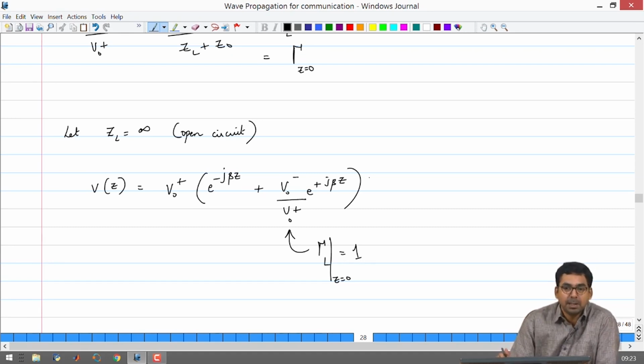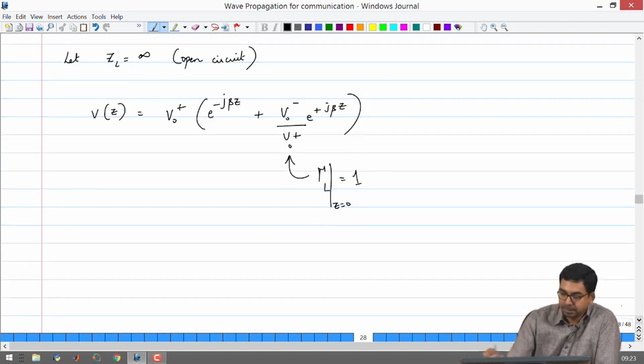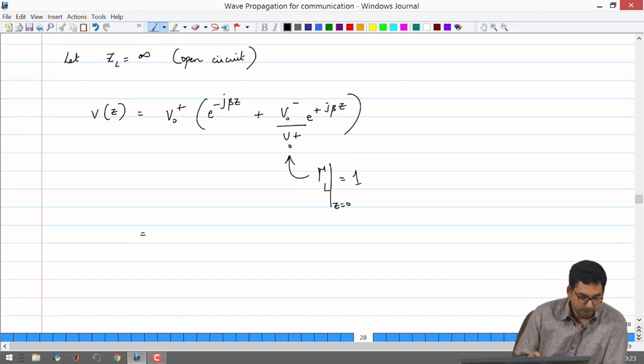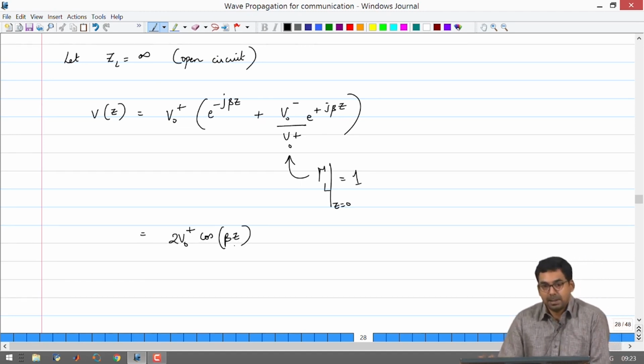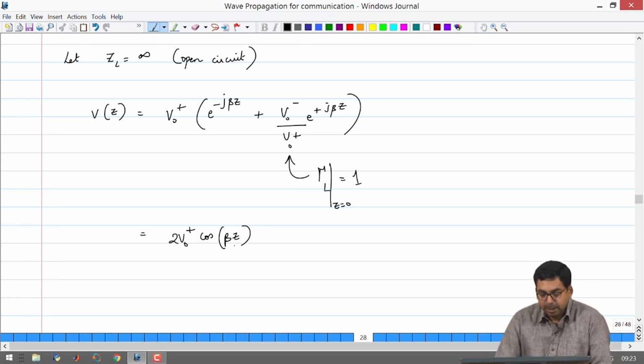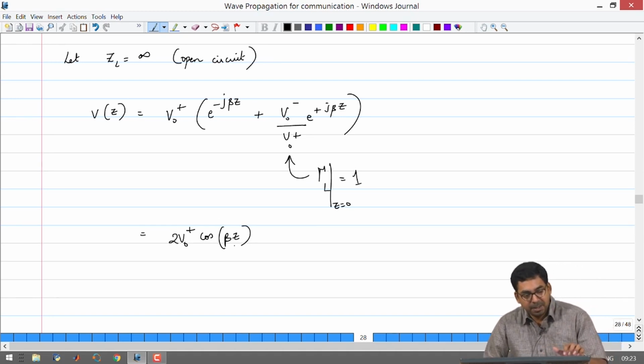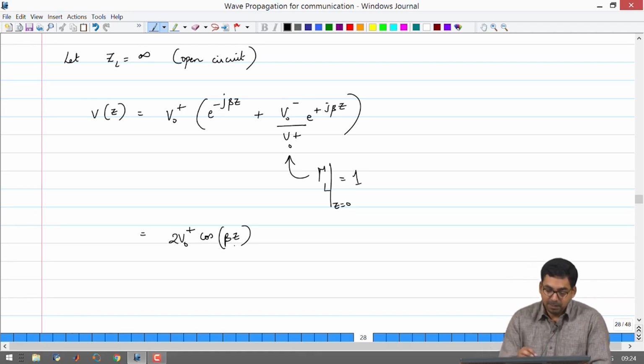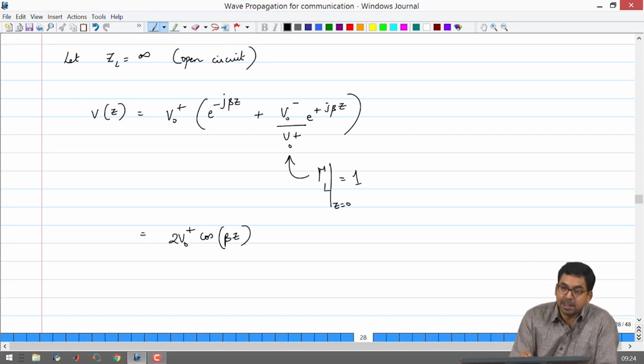So, the sum of two complex exponentials which are alternating in sign means you will end up getting a cosine. Okay. So, this is going to be equal to 2 V naught plus cos beta z. Now, this is a very important thing to look at, right. It means that the voltage at any position z in the transmission line, okay, will vary as 2 V naught plus cos beta z, where z is taken from the load towards the source end.